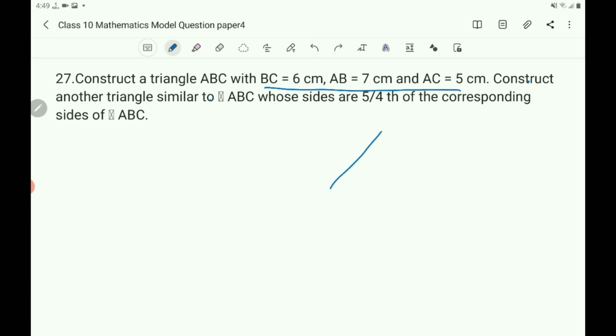So here first you construct a triangle with the given measurements, and here you take an acute angle. Here 5 is greater, so make 5 equal parts taking a convenient radius, and 4 is the number in the denominator. So here we have to join the 4th division to the vertex of the triangle. So we have to extend here.